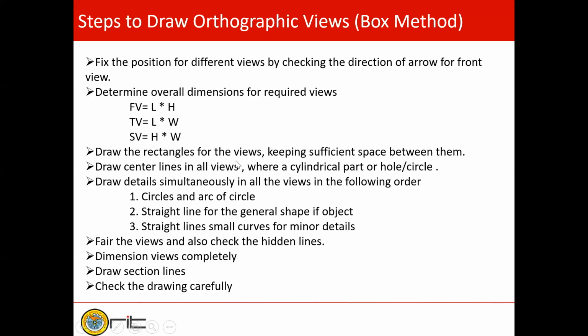Then after that, you have to draw the rectangles. The basic part of that means you have to prepare a block for the front view, top view, and side view. That means you have to set the limits for each and every view. Then draw the center lines, or you can draw the cylindrical parts, circles, holes. After that, you can draw in this series: circle, arc, then straight line, then small curves. Then pair the views and also check the hidden lines. Then dimension the views completely. And after that, draw the sections and other drawings.